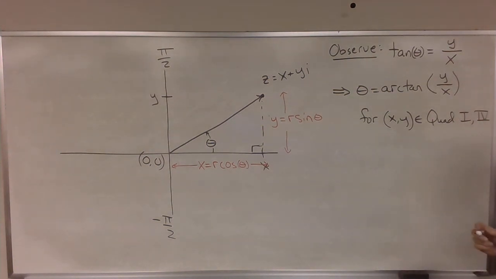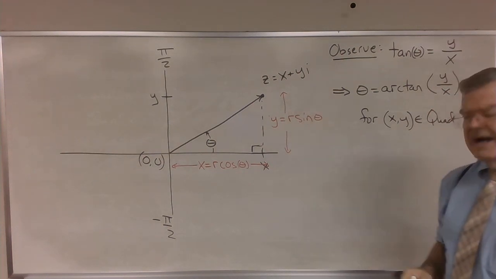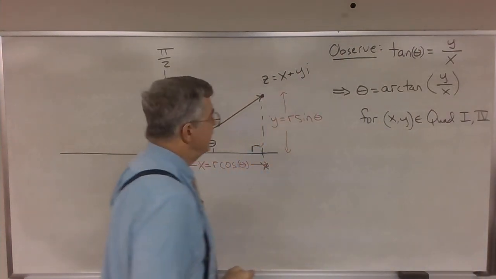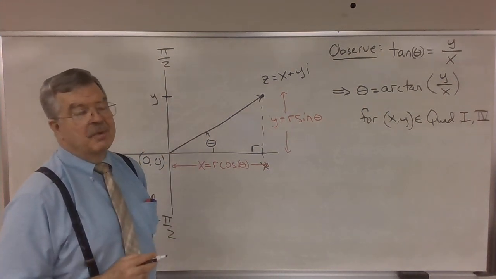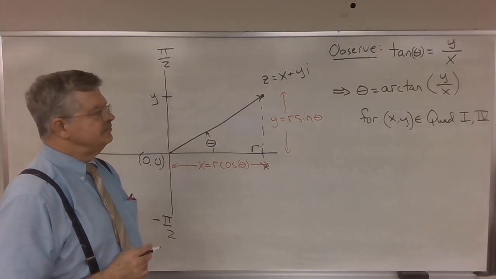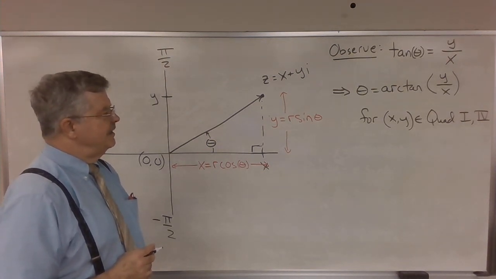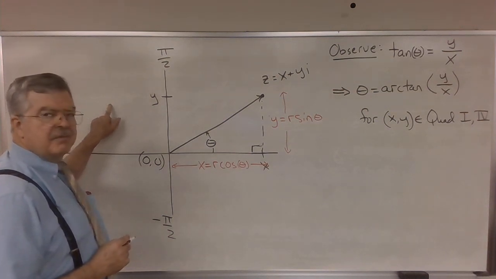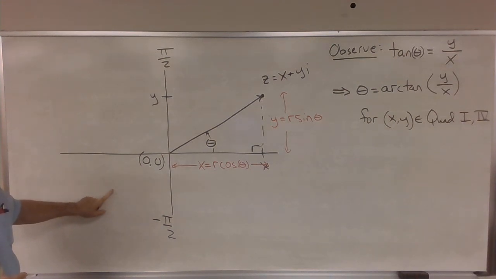So if our complex number z equals x plus yi is in quadrant 1 or quadrant 4, this works. What if we have a complex number over here in quadrant 2 or over here in quadrant 3?